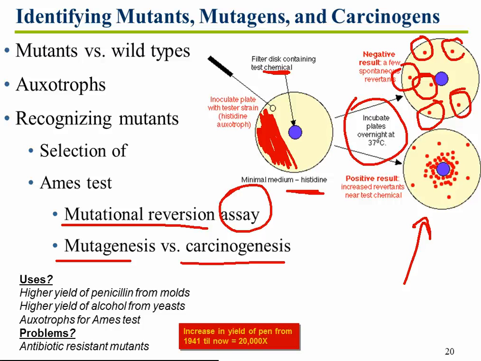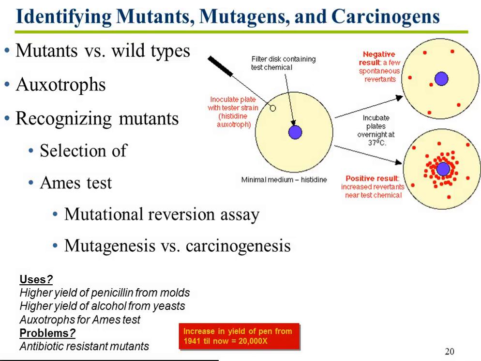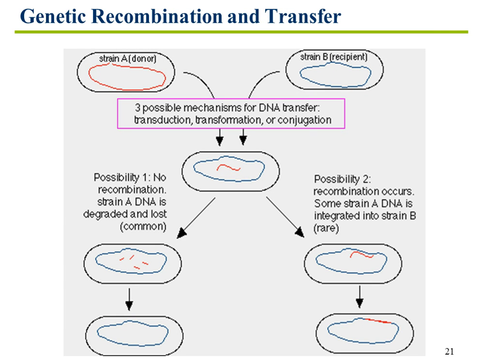So that's the Ames test. A lot easier than using animals and cells and such. Okay, so let's move to recombination.